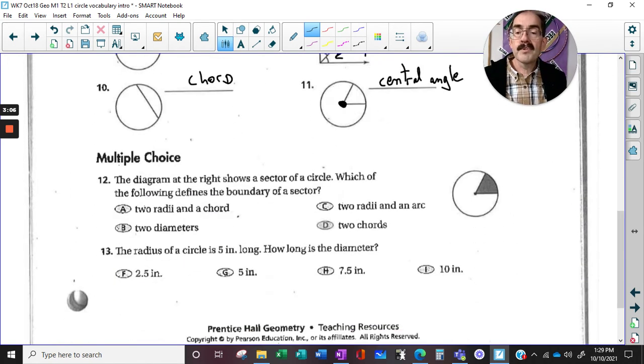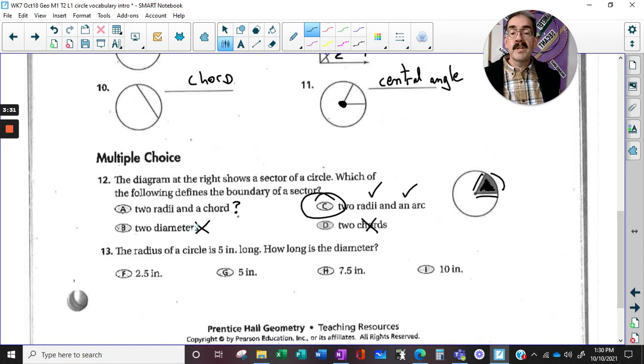Alright, multiple choice. The diagram on the right shows a sector of a circle. Yes, sector. Right? Which of the following defines the boundary of the sector? 2 radii and a chord. 2 diameters, no way. 2 radii and an arc. Ooh, I like that. 2 radii, arc, 2 chords.